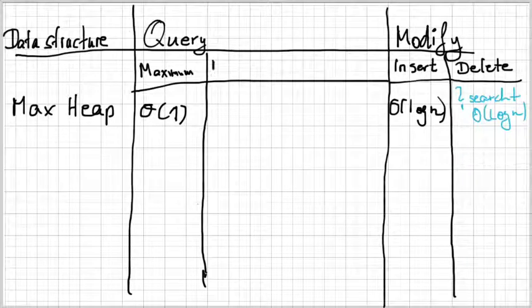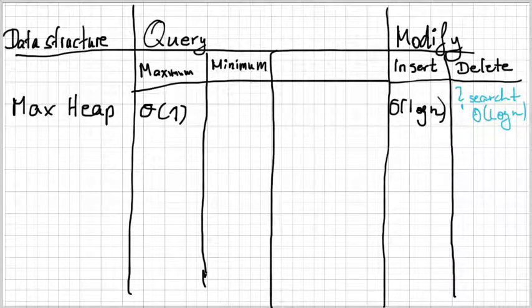It's good at finding the maximum, but already if I want to, for instance, find the minimum, there's no efficient way of doing that. The minimum could be at any leaf, so that will take linear time.